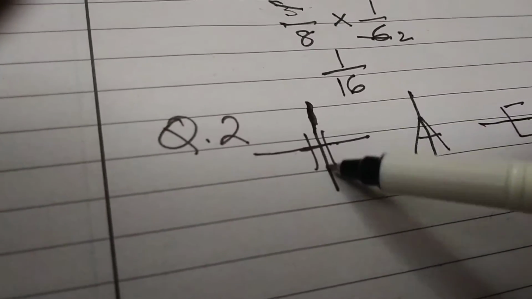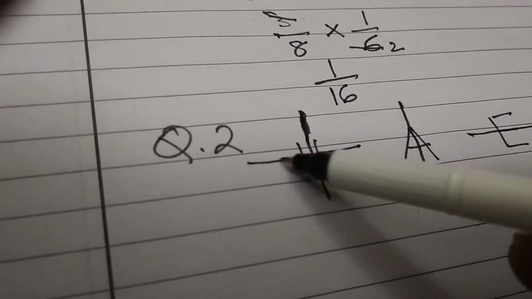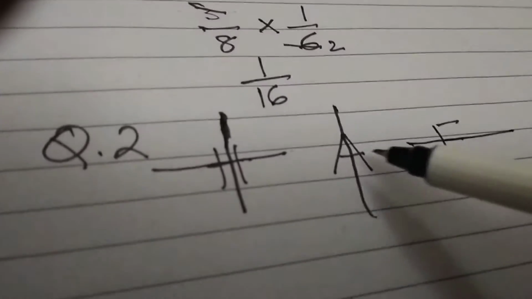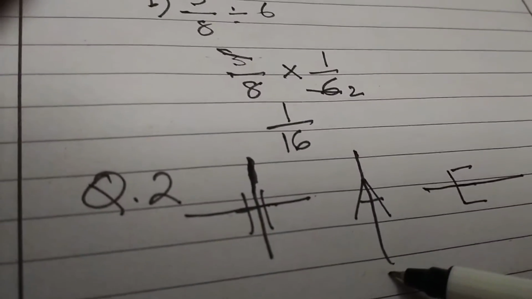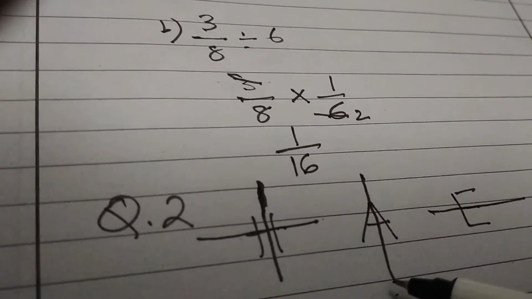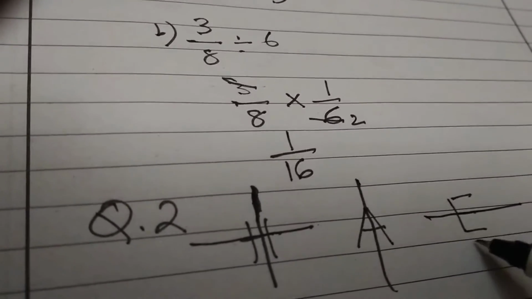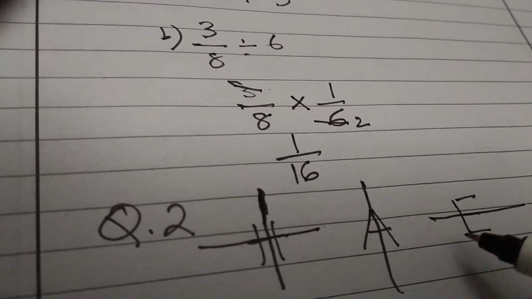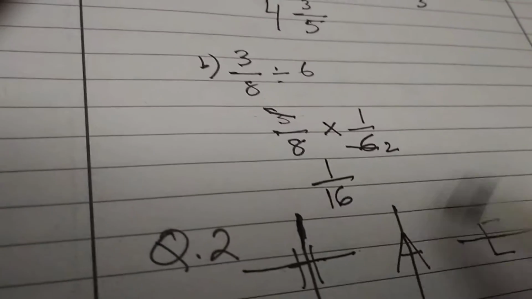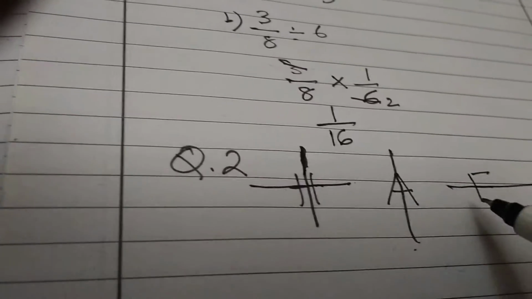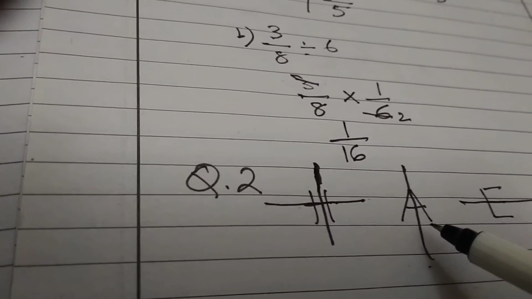How? Let's see over here. H, it is vertically symmetric and horizontally symmetric as well. A, it is vertically symmetric, means that a line is dividing it into two equal identical parts, and E is horizontally symmetric, so it has one line of symmetry. So these are the three which have the line symmetry.